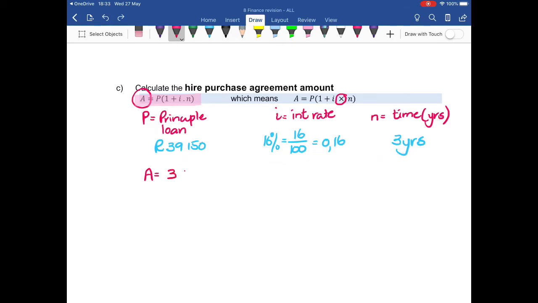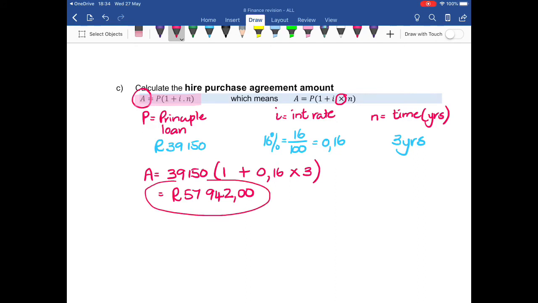So my principal is 39,150 bracket 1 plus my I was 0.16 times N, which is 3 years. And if I multiply that, you can do it in one step in your calculator. You are going to get to a value of 57,942 Rand. So this is what you are going to pay the shopkeeper over 3 years.